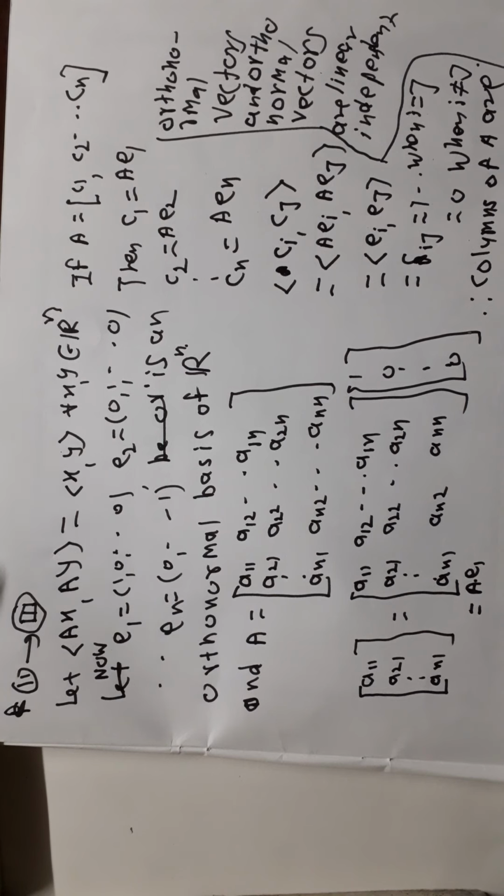Therefore C1, C2, ..., Cn are a basis of Rn and they form an orthonormal basis of Rn. Now 3 implies 1. Now proof of 3 implies 1.